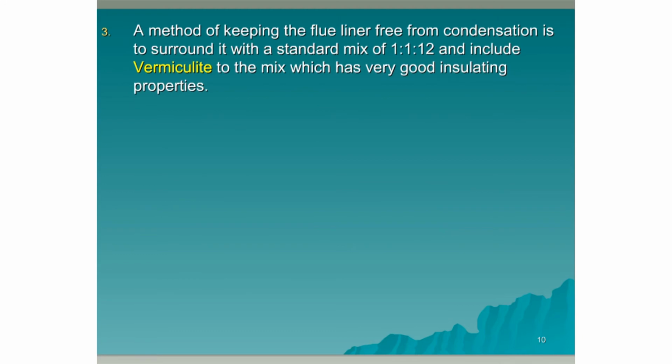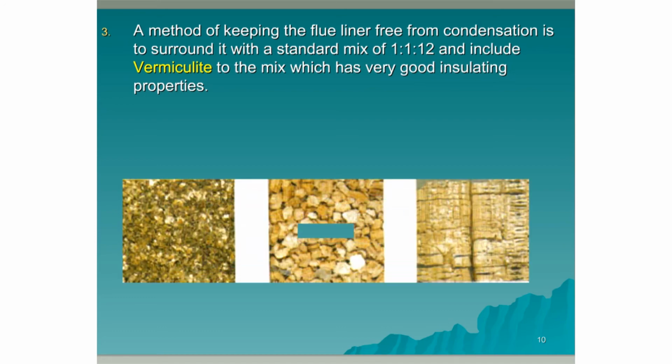A method of keeping the flue liner free from condensation is to surround it with a standard mix of 1:1:12 and include vermiculite in the mix, which has very good insulating properties. These are 3 photographs of vermiculite. The one on the left is a picture of it taken further away. The one in the middle is a bit of a zoomed in picture of the vermiculite, and the last one on the right hand side is a very close up photograph of a piece of vermiculite.